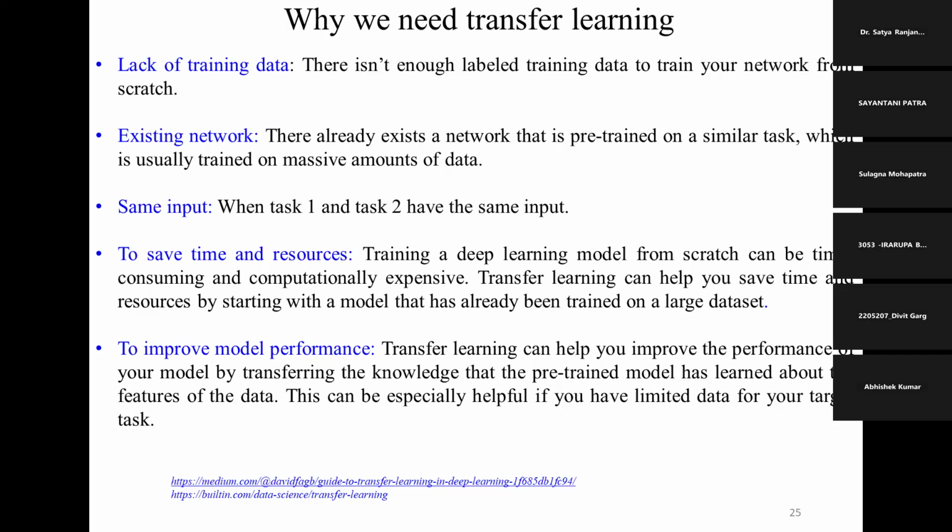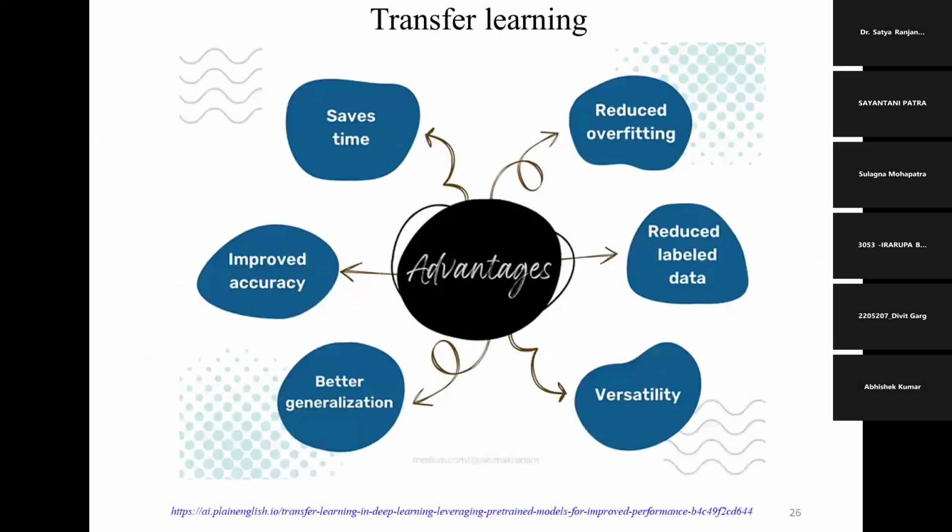Okay, saving time and resources are the advantages, and it also improves model performance. Maybe with that model and that data, they have achieved 80% accuracy, but with the addition of your data, the model may learn some new parameters and new features, and the accuracy might improve. So that is another thing. In that case, we are also using a pre-trained model. These are the advantages we have already discussed: it saves time, it improves accuracy, and it gives better generalization.